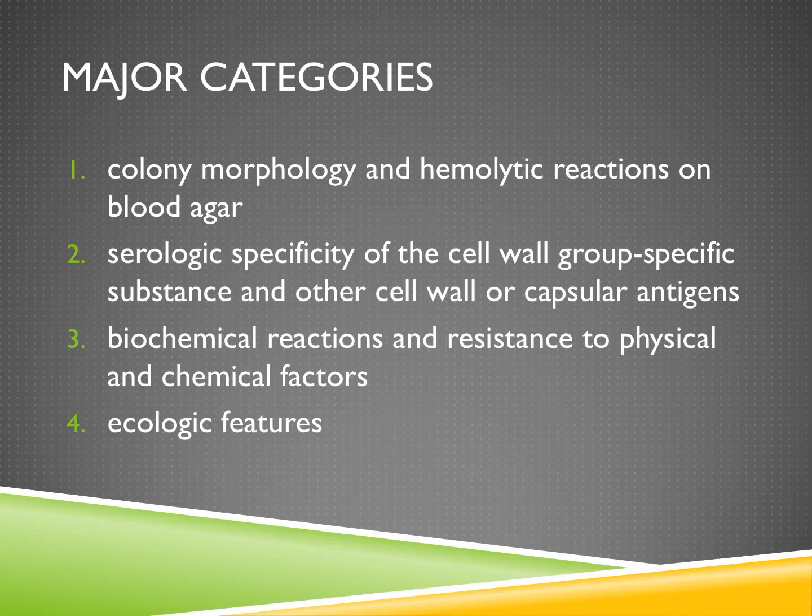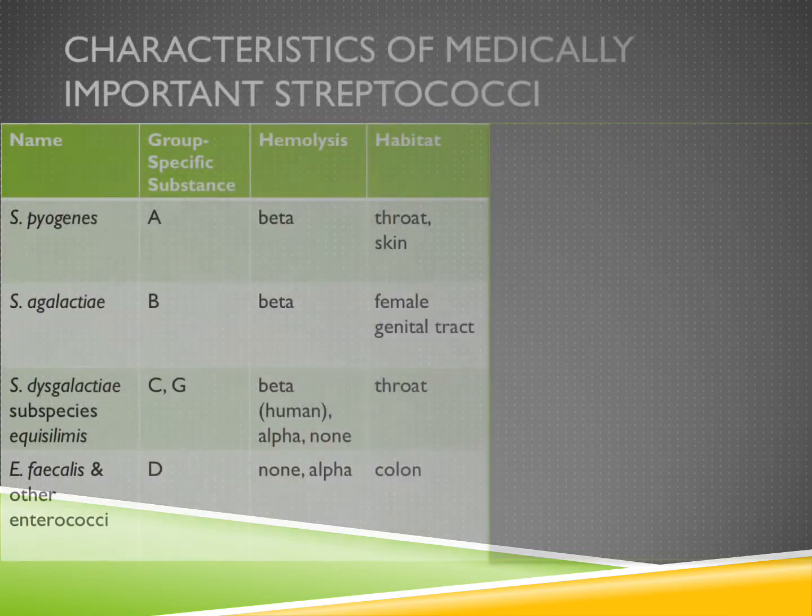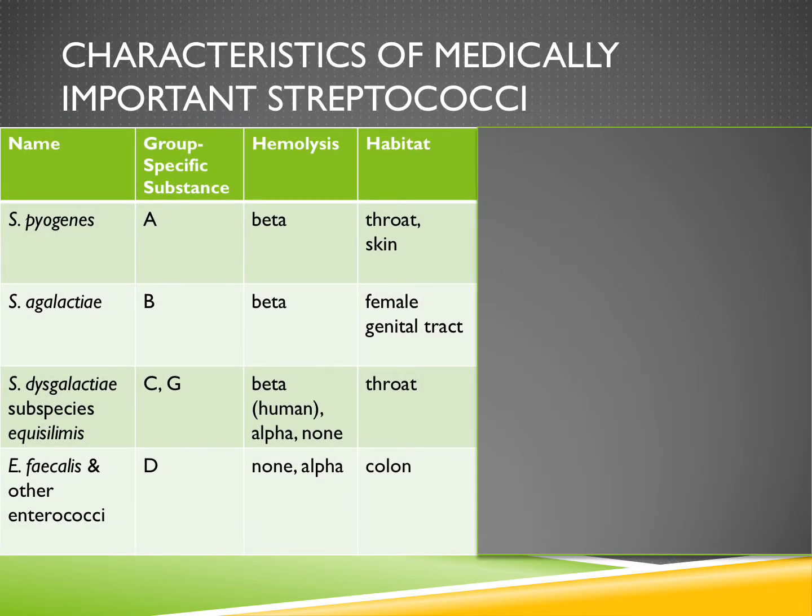There are four major categories, however, to describe our streptococci: using colony morphology and hemolytic reactions, serologic specificity of the cell wall group-specific substance and other cell wall capsular antigens, biochemical reactions and resistance to physical and chemical agents, as well as ecologic features. The characteristics of the medically important streptococci.